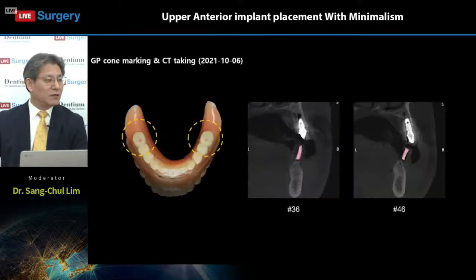Today, a little more additional implantation is planned at numbers 36 and 46. This gives him stronger support and retention as a full edentulous patient with a denture. In the future, this patient is planned to transform to fixed dentition with an implant-supported prosthesis on the mandible.